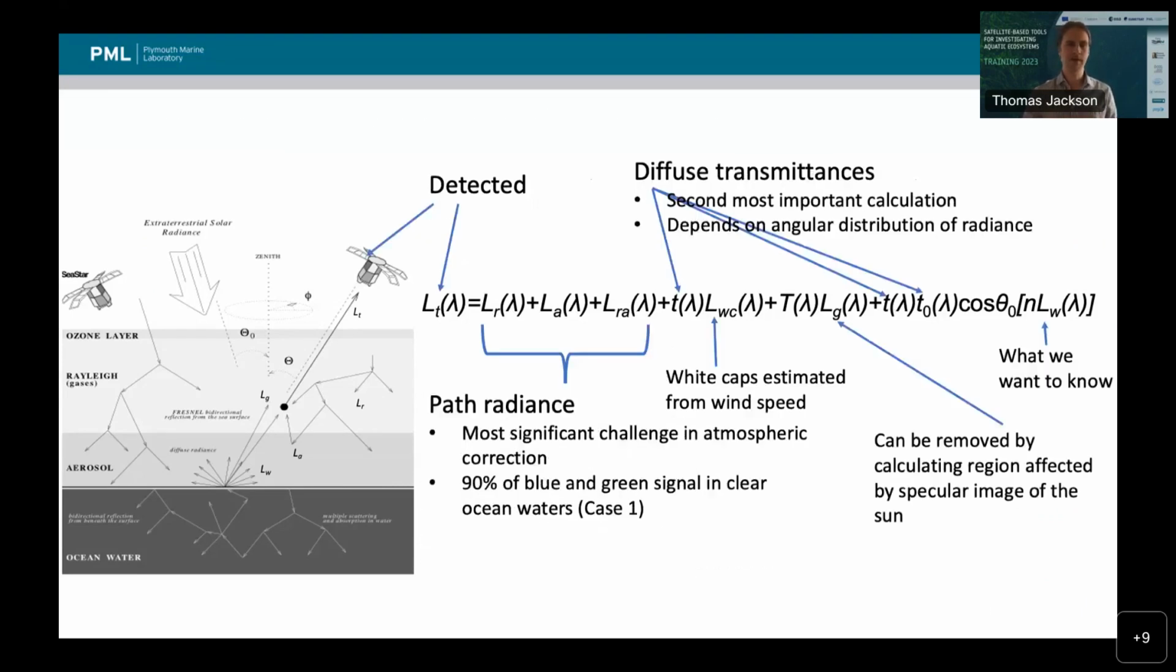So if I just skip on here, on the left we've got LT, which is our top of atmosphere detected radiance at the satellite, and right over on the right hand side you can see the LW, and that's the bit we actually want from the water. Everything else in the middle is things that we have to remove or correct for during the atmospheric correction process. So we've got path radiances, which is about 90% of the signal needs to be removed. You can think of other things that might contaminate the signal, such as whitecaps. So when the surface of the ocean is whipped up by wind, we've got specular reflection, so glint from the sun, and we've also got to take account of the atmospheric transmittance.